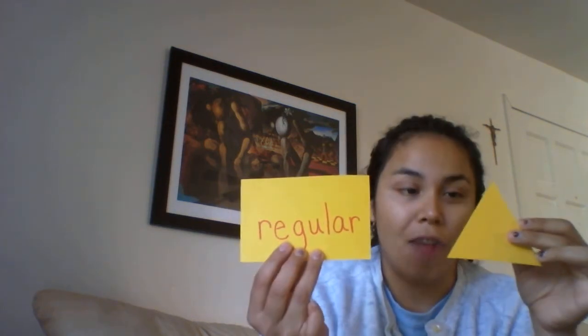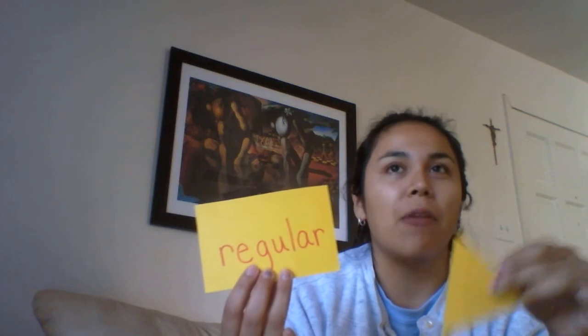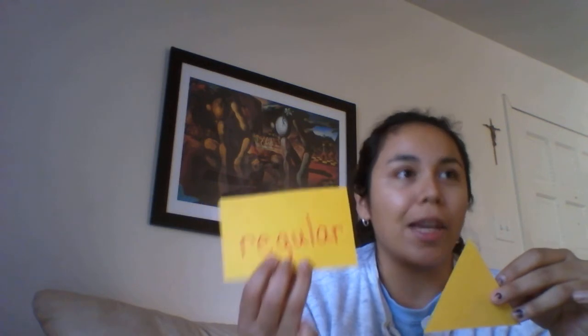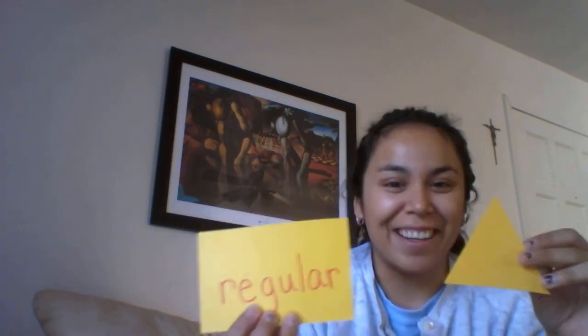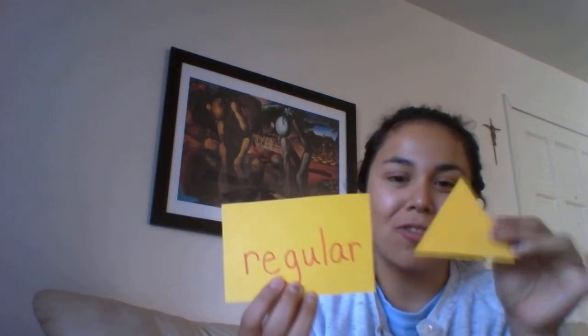See what I'm picking up right there? So each side is of equal length. When we see a shape whose sides have all equal lengths, we call this triangle a regular triangle. So why don't you say that with me? Everybody say regular. Regular, that's right. This is a regular triangle.